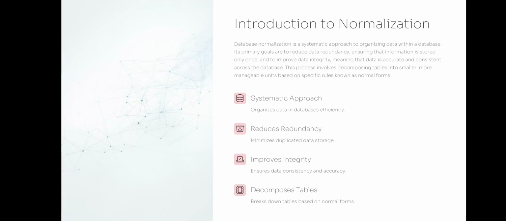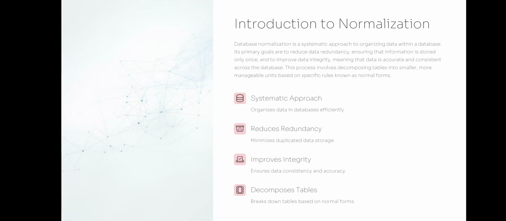Normalization. Database normalization is a process that organizes data efficiently to reduce redundancy, improve integrity, and enhance performance in data systems. It involves decomposing tables into smaller units based on normal forms, each ensuring better data structure. In other words, data normalization is a systematic approach to organize data within a database.